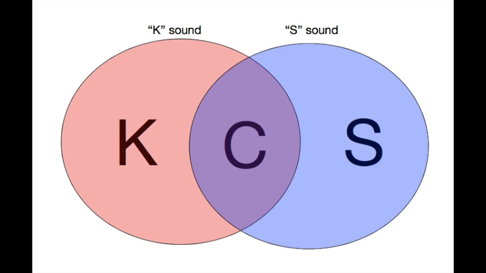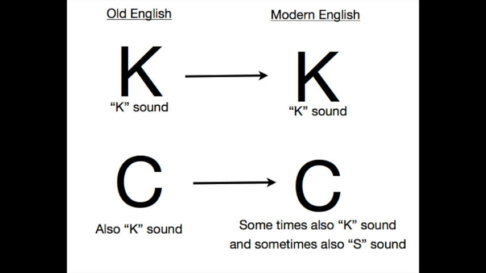Now, that explains why we have 2 letters for the K sound, but it doesn't explain why we pronounce the letter C as a S sound sometimes. Well, that's just because of random changes in pronunciation in English that's caused us to pronounce some k sounds as s sounds. So that's why the alphabet is the way it is.